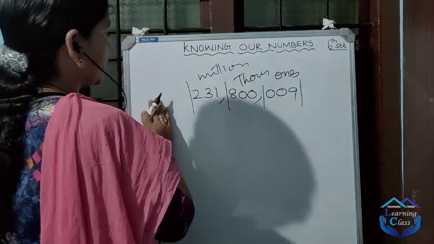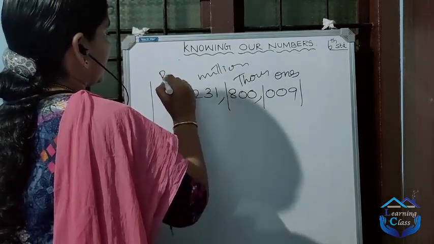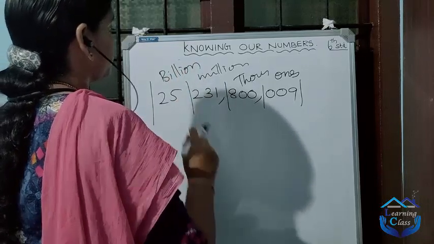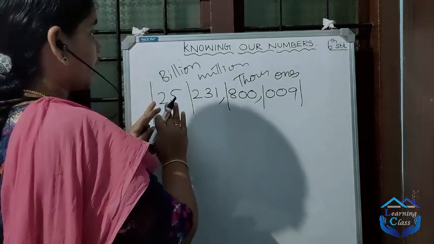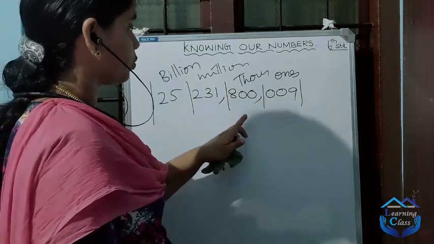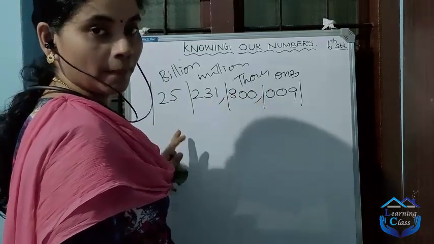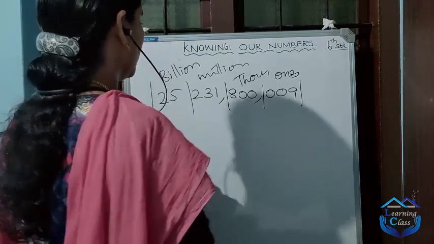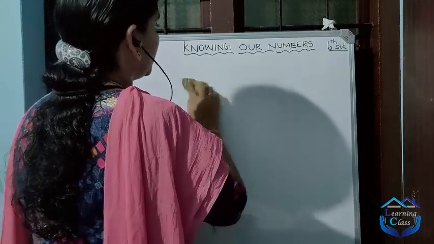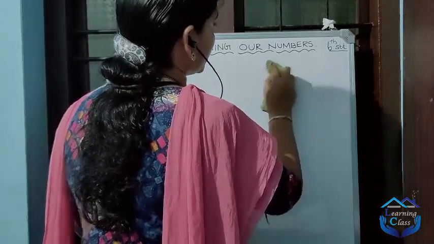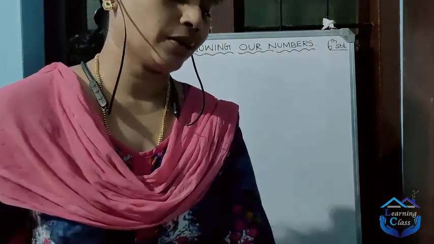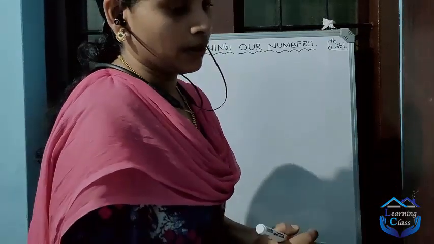Okay, if we have another group here, we call it billion. Then ones, thousands, million and billions. Clear? Now, how can we read the greatest number in the Indian system and international system of numeration? Let me check with one example.